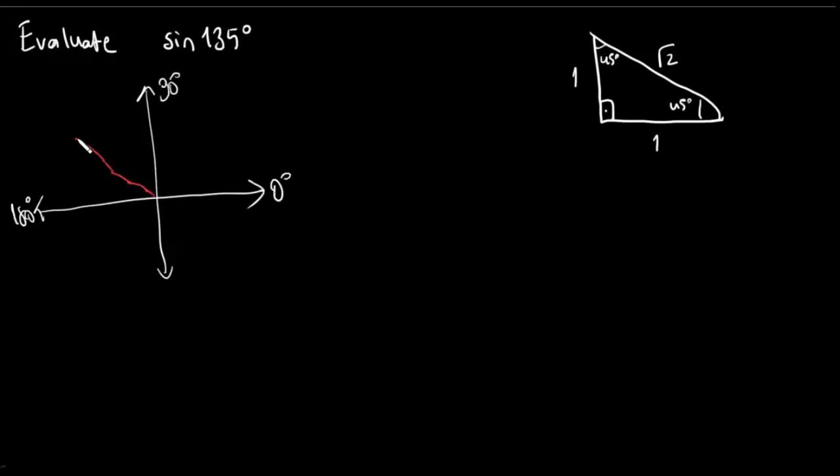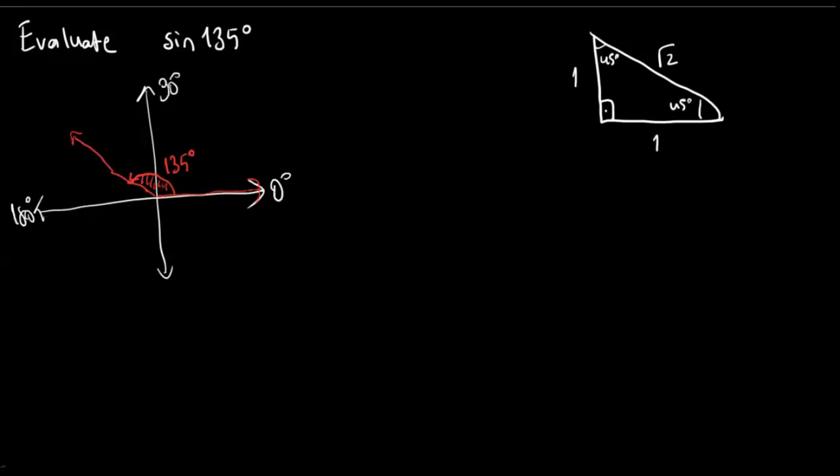Okay? Let's say this is always the initial side. And this is the terminal side. So this is going to be what? 135 degrees. So the first step, we have to find the reference angle for 135. The reference angle is always the angle between this terminal side and the x-axis.